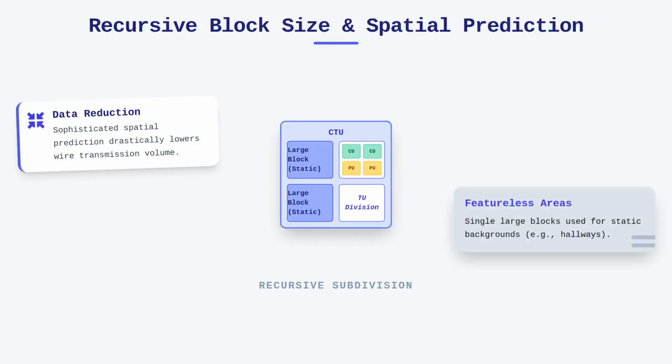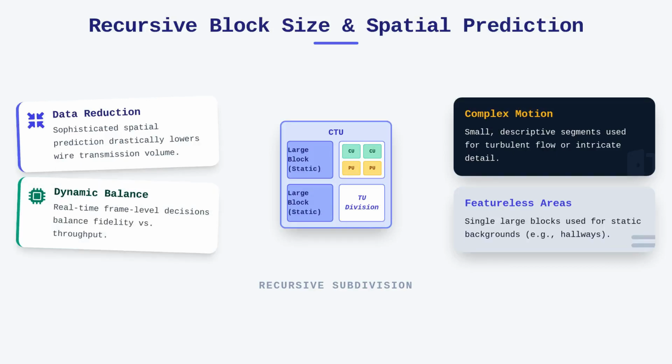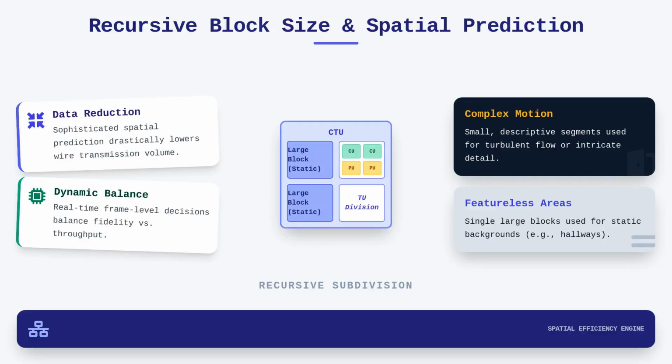For instance, in a large, featureless hallway, the encoder can decide to use a single large block size, whereas a doorway containing turbulent flow or complex motion is subdivided into much smaller, more descriptive segments. Because this decision-making process happens at the frame level, the system dynamically balances visual fidelity against throughput requirements. This is exactly how we maintain clarity in ultra-high resolution streams without overwhelming the limited bandwidth of an enterprise network infrastructure.